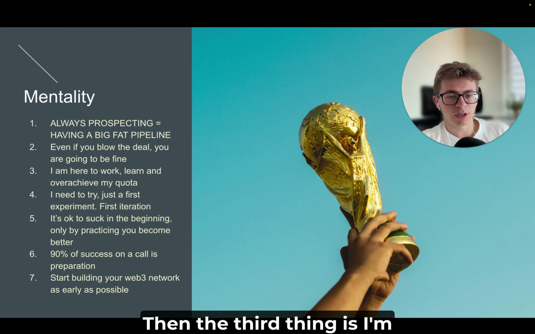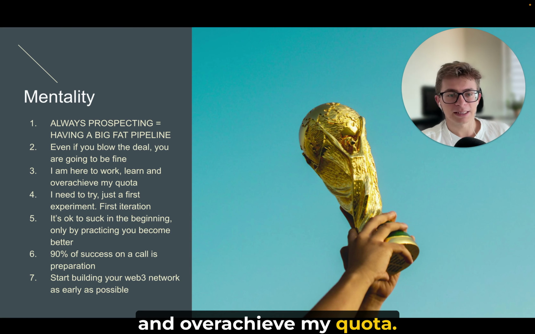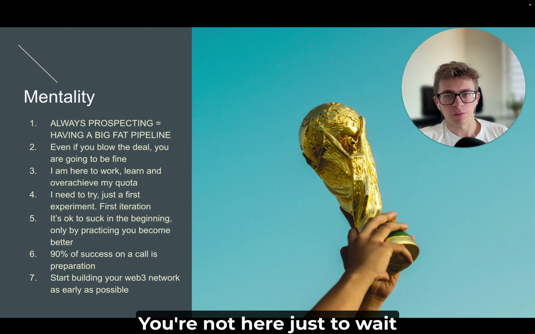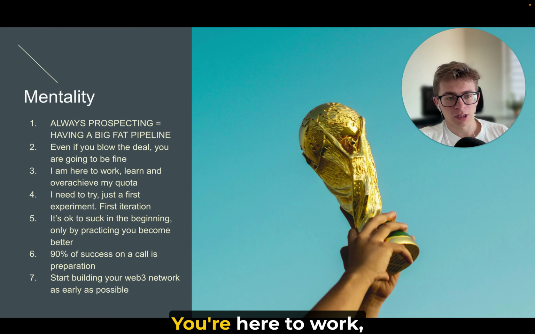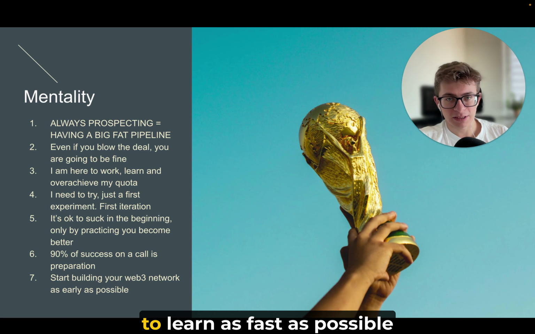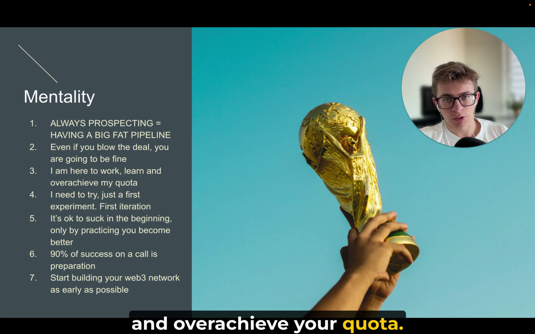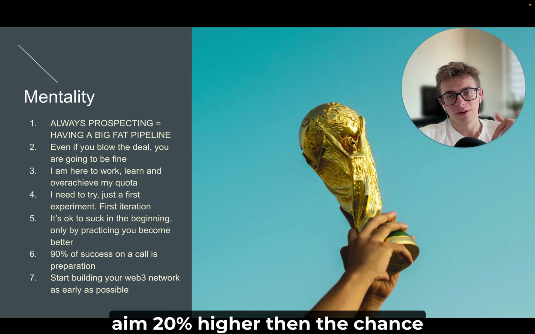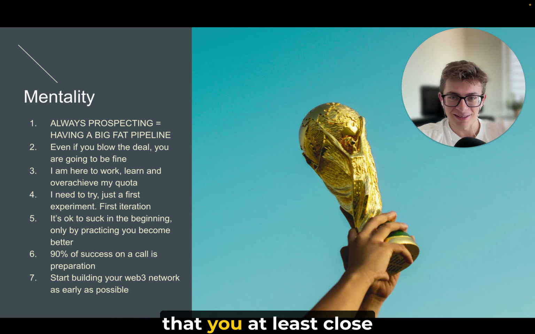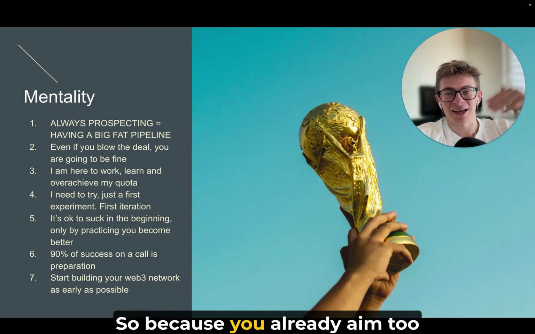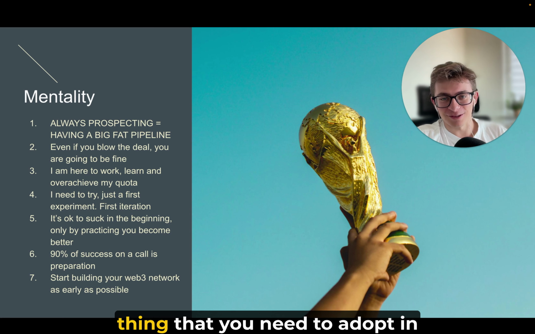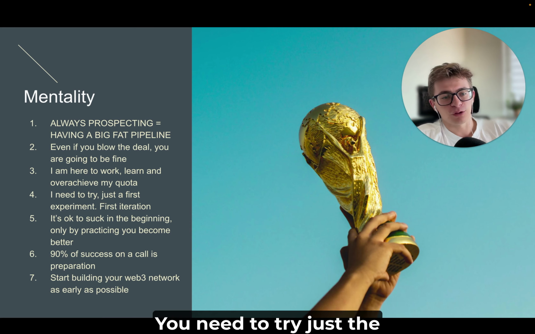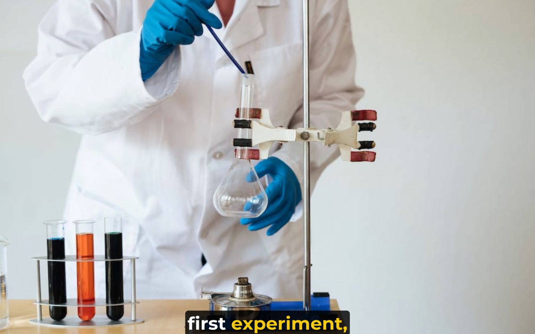Then the third thing is: I'm here to work, learn, and overachieve my quota. This is the attitude of top performance. You're not here to waste time. You're not here just to wait from paycheck to paycheck, from hour to hour. You're here to work, to learn a lot of stuff, to learn as fast as possible, and overachieve your quota. Because if you aim for just achieving your quota, it's less likely than if you aim 20% higher. Then the chance that you at least close your quota is way higher, because you already aim too high. This is the most important thing you need to adopt for quota performance, and to never be afraid of quota again. You need to try just the first experiment, the first iteration.